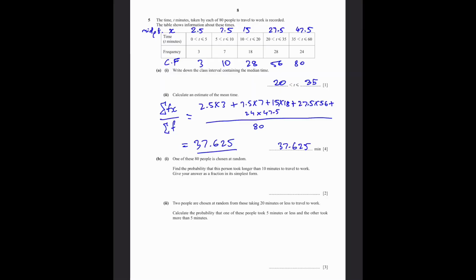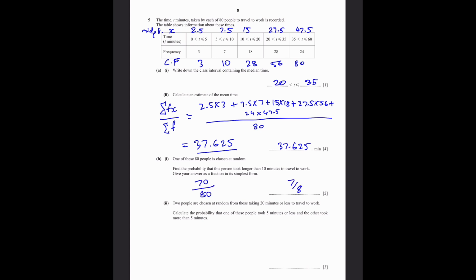Part 1. One of these 80 people is chosen at random. Find the probability that this person took longer than 10 minutes to travel to work. Give your answer as a fraction in simplest form. So, out of these 80 people, how many take longer than 10 minutes? It's going to be 18 plus 28 plus 24 because these all have class widths greater than 10. Notice that this is a less than, so this cannot be equal to 10 minutes. So, it all counts. Now 18 plus 28 plus 24, if you do the math correctly, is just 70. So it is 70 out of the total of 80, or in other words, 7 by 8.